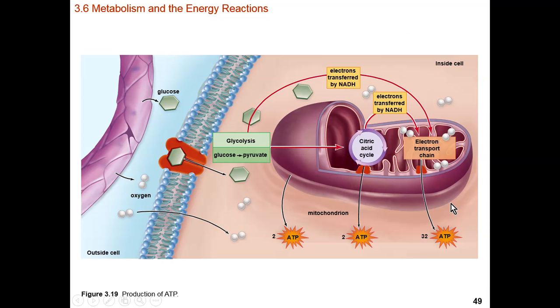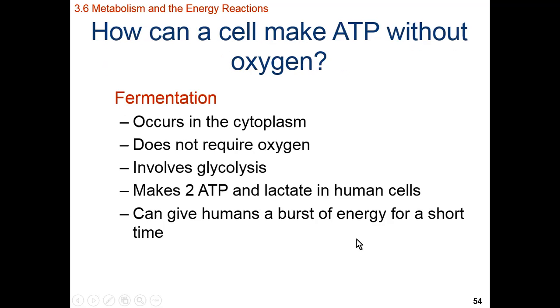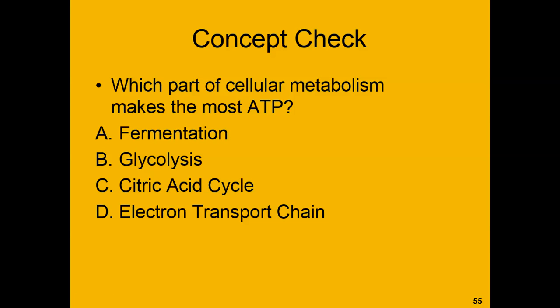The electron transport chain produces 32 to 34 ATP molecules. Fermentation produces 2 ATPs. Glycolysis produces 2, and the citric acid cycle produces 2 ATPs. So the correct answer is D, electron transport chain.